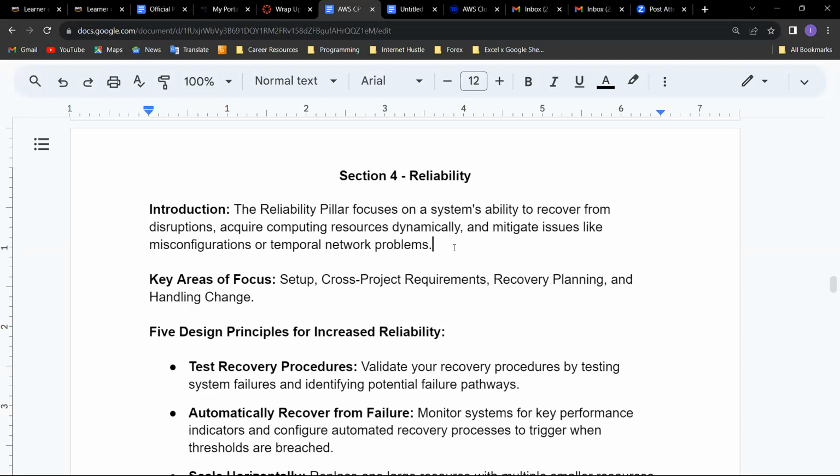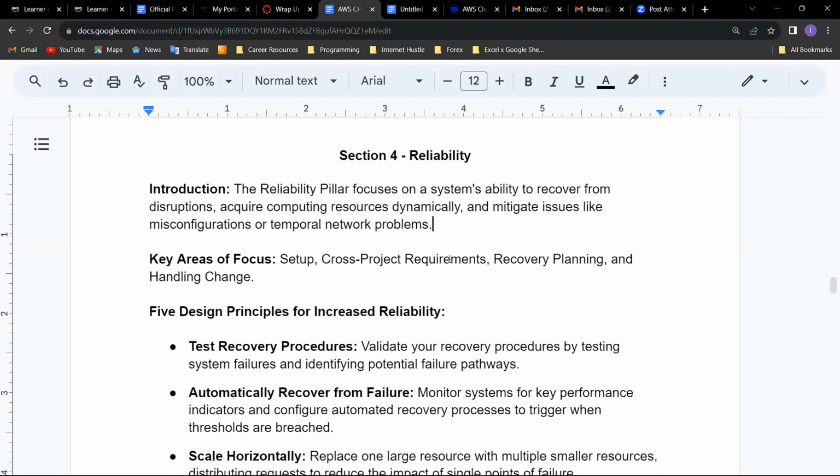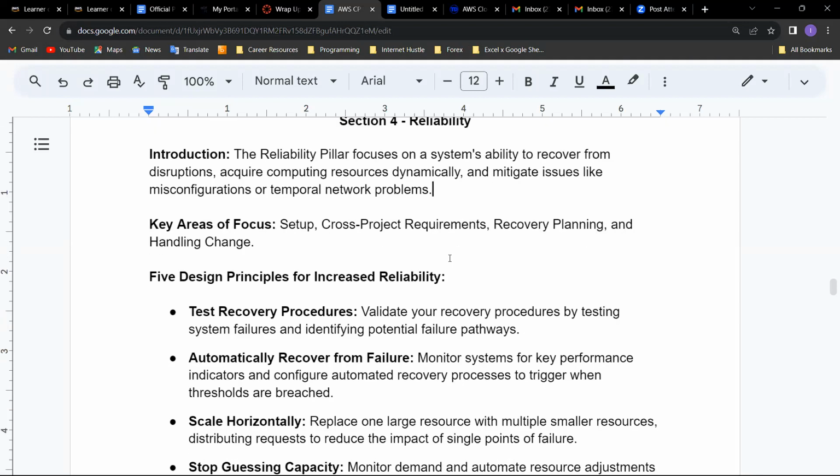Just as they say, come do your work. Bring the acronym for the security pillar. Okay, so reliability. You ready? Security focus, principles, aka pipe.